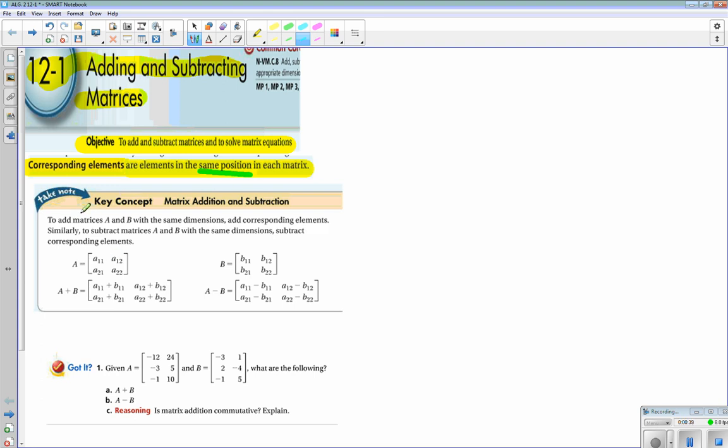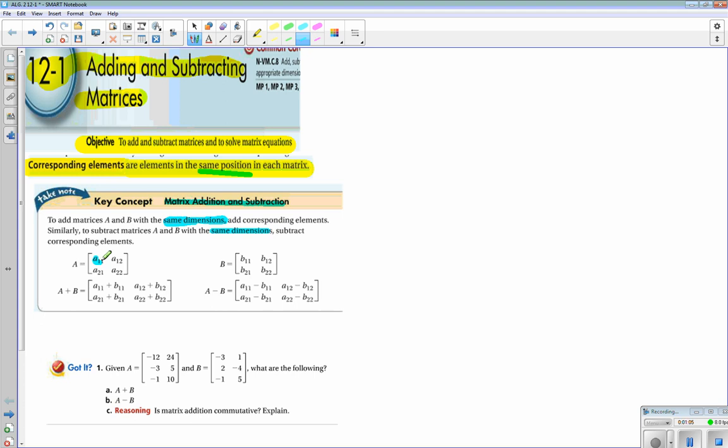All right, so let's look here at our key concept, matrix addition and subtraction. To add matrices A and B with the same dimensions, please, you have to have the same dimensions in order to add the matrices. You add corresponding elements. Similarly, to subtract matrices with the same dimensions, you subtract corresponding elements.